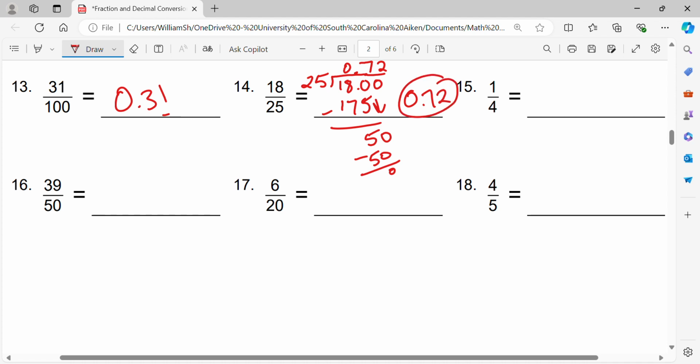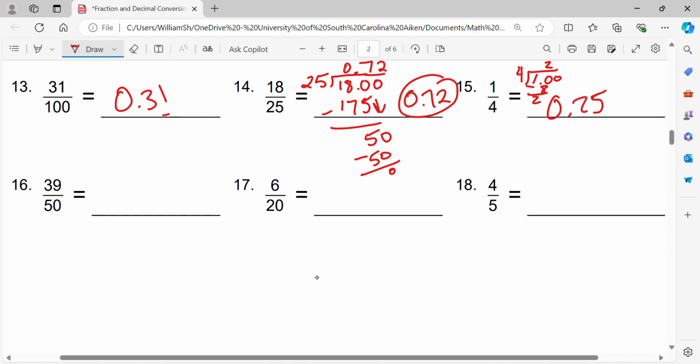All right. Now, number 15, we'll stick with the money example. 1/4, or a quarter. What should this be? Should be 0.25 because it's a quarter. Don't believe me? Divide the 4 into 1. 4 won't go into 1, but it sure enough will go into 10 2 times, which will give you an 8 here, which gives you a remainder of 2.